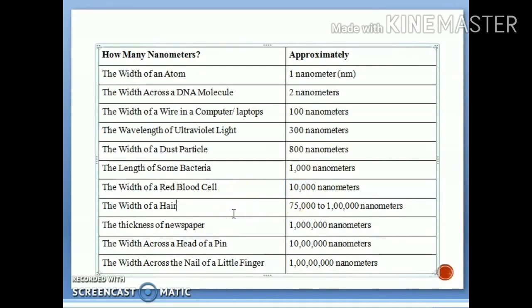If we consider the width of human hair, it will be approximately 75,000 to 1 lakh nanometers. The thickness of a newspaper sheet is around 10,000 nanometers. And the head of a pin or nail is around 10,000 nanometers. And the width across the nail of a little finger of a human is around 1 crore nanometers. So that is how we can distinguish the different atoms and their size on the nanoscale.